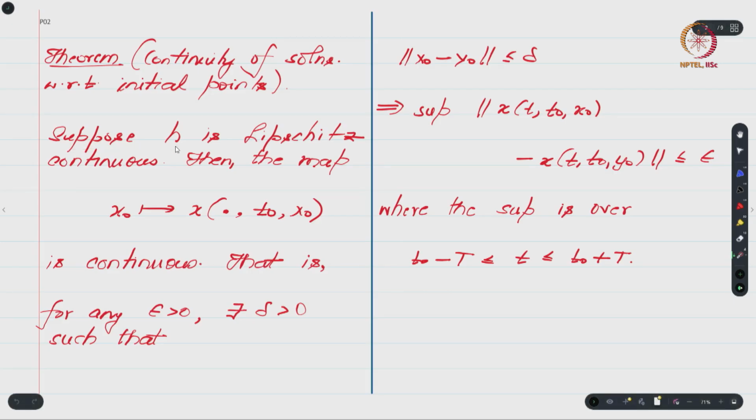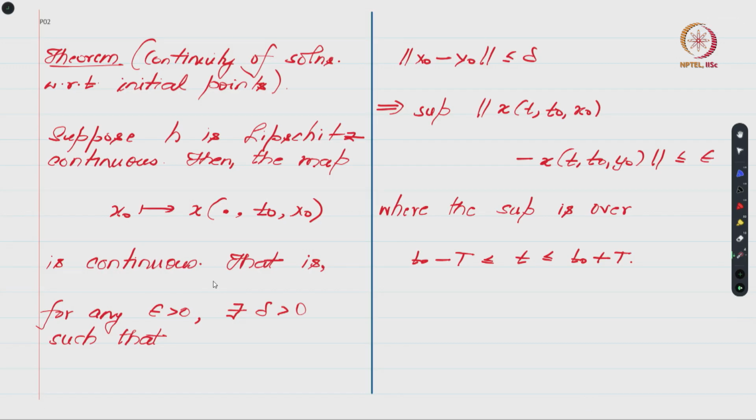It says, suppose your driving function h is Lipschitz continuous. So recall that this is the same condition that guaranteed uniqueness and existence. So the result says that if your driving function h is Lipschitz continuous, then this map that takes as input an initialization point and maps it to this solution trajectory, so we will fix t naught and the only thing that is changing is this x naught, so the map that maps x naught to a solution trajectory that passes through x naught at t naught is continuous.